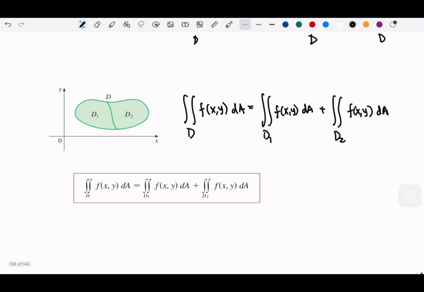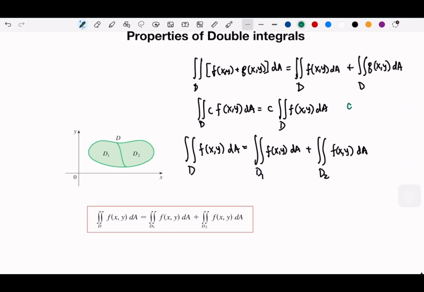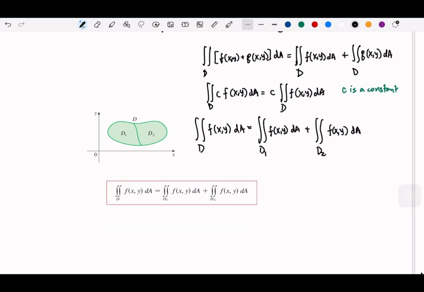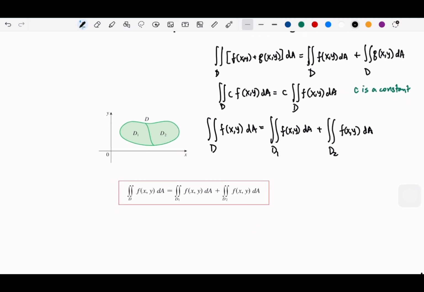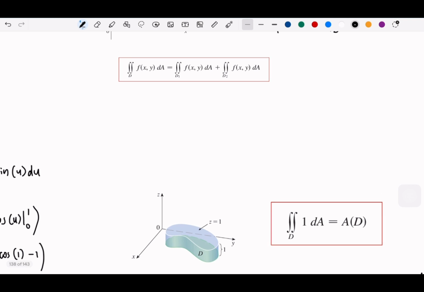And also, if you have a constant, you can also factorize the constant. I will just write this here. Just like regular integrations. Okay, so I think not really a big deal. Basically you can split the area.